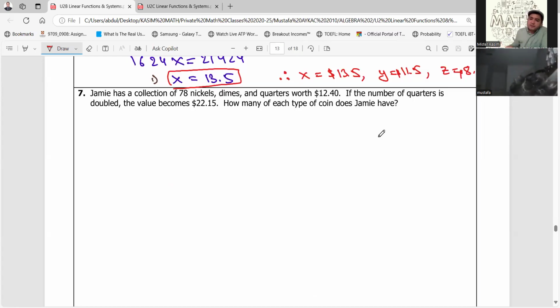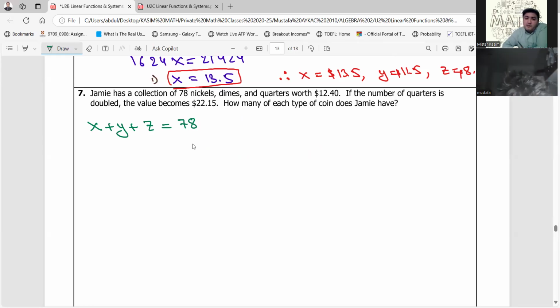First think for 2 minutes, then write the equation, then we'll discuss. First we should be able to write the right equation. The first: 78 altogether means the number of coins altogether is 78. So the first equation is x plus y plus z, the number of nickels, dimes, and quarters, equals 78. That's our first equation.